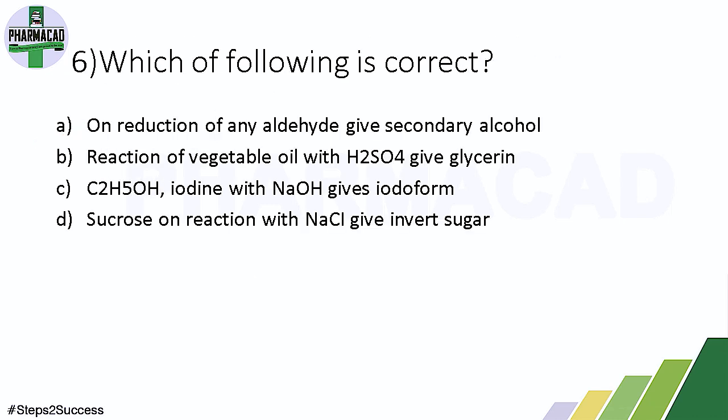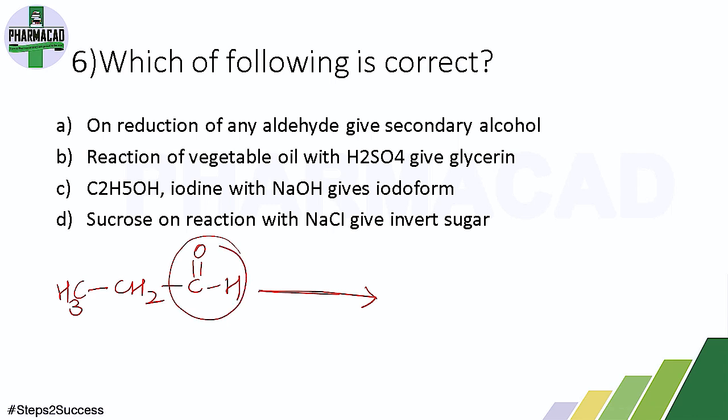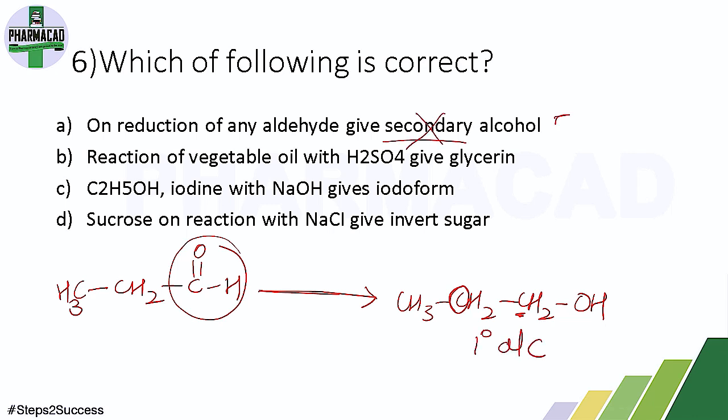Okay. Next question. Which of the following is correct? The first statement is: on reduction, any aldehyde gives secondary alcohol. If we take the example of this aldehyde, CH3 CH2 C double bond O H, on reduction, what will happen? We will get CH3 CH2 CH2 OH. This carbon atom is attached with only one carbon atom. It means it is giving primary alcohol and they are saying secondary. So this statement is false.